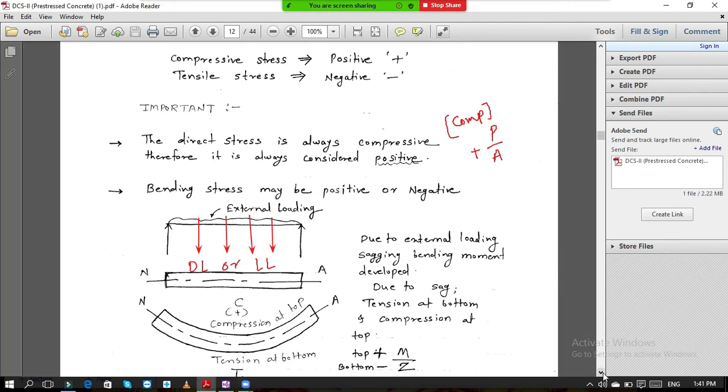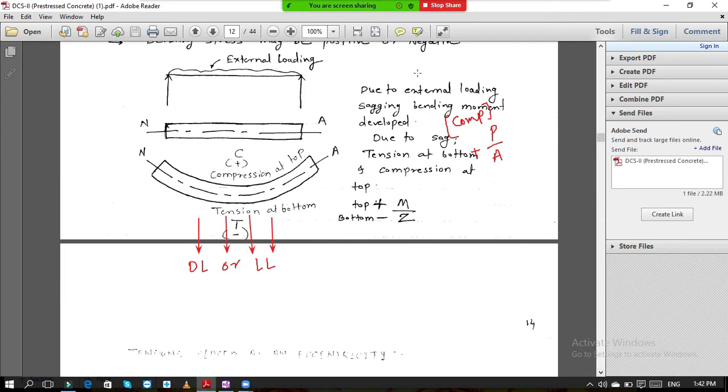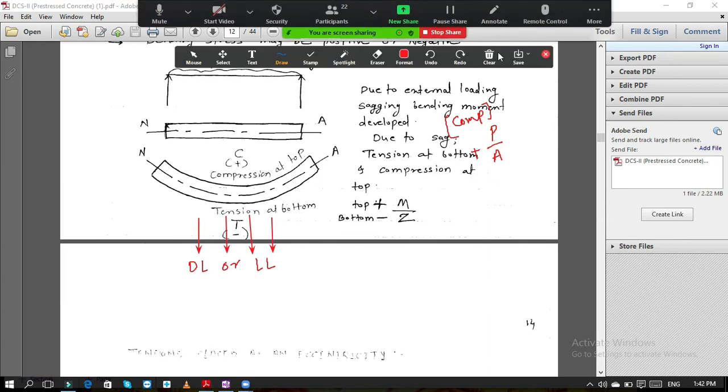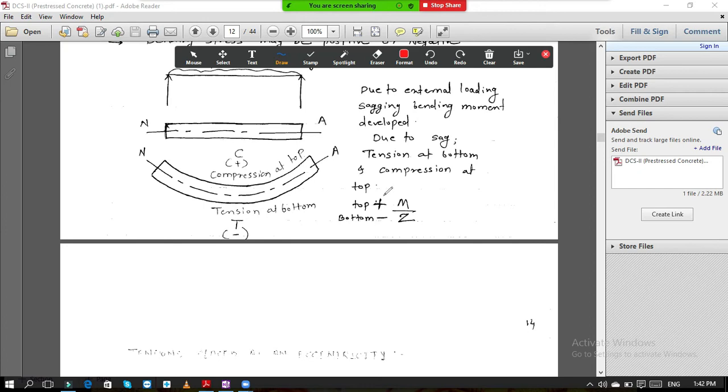So here, if you see, the explanation is given further. So this is top and bottom, M by Z. At top it is plus M by Z. If it is dead load then it is Md by Z, and if it is live load then it is Ml by Z. At bottom it is minus M by Z. So if it is dead load then minus Md by Z, and if it is live load then minus Ml by Z. Okay.